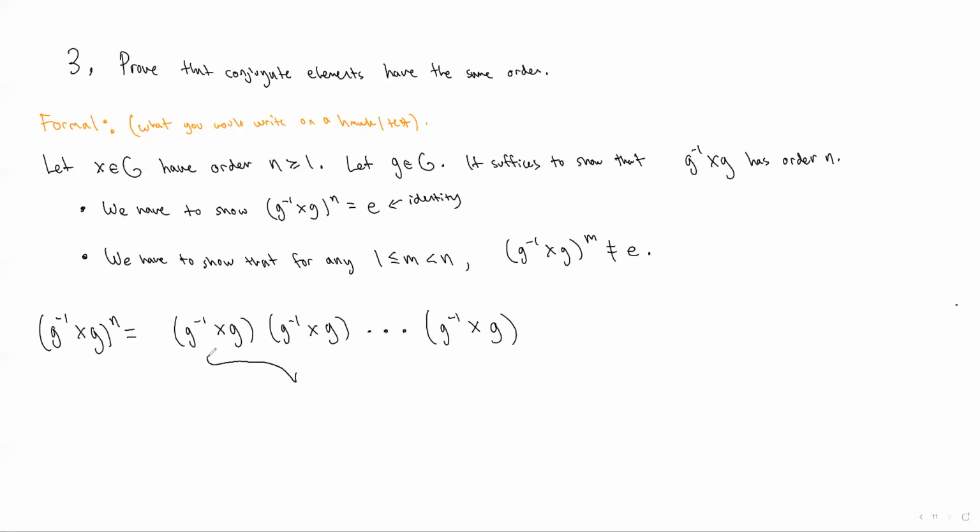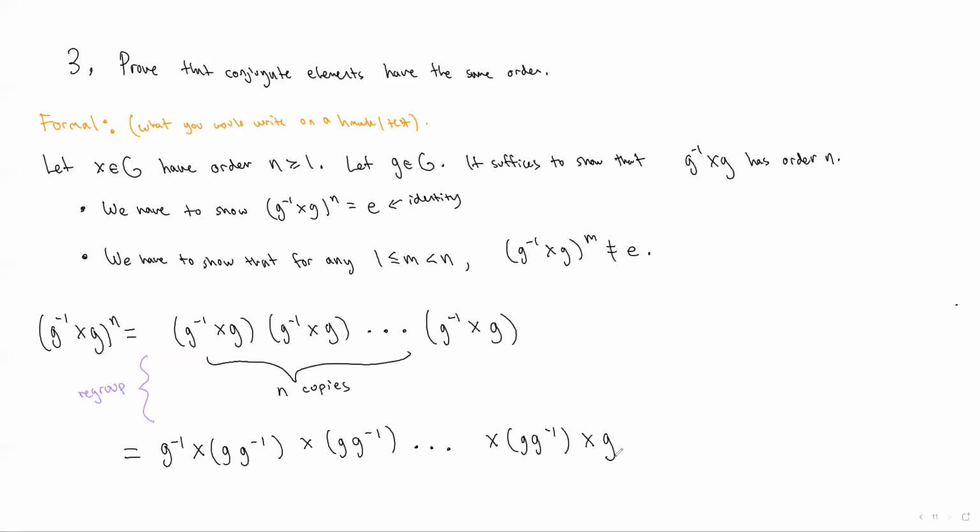So there are n copies. And then I regroup. And by regroup, I mean I regroup the terms in the product. It has nothing to do with group theory. It's just a coincidence that it uses the word group in it. So I regroup and I get G inverse X, G inverse X, G inverse, and so on, X, G inverse, X, G.